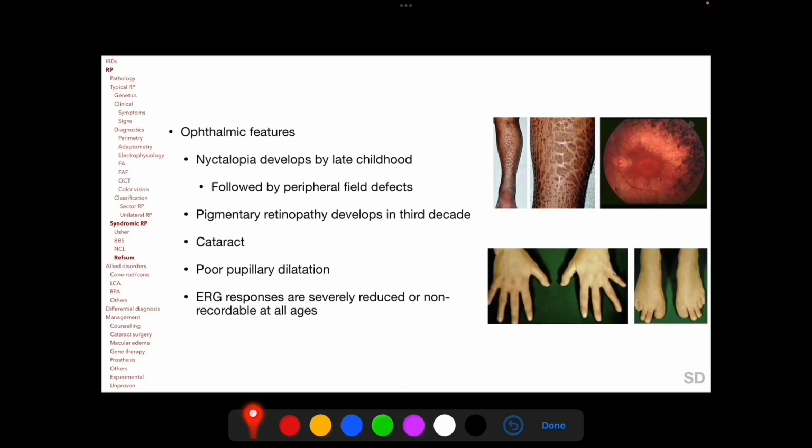Patients with adult Refsum disease present with night blindness developing by late childhood, followed by peripheral field defects, and pigmented retinopathy develops in the third decade of life. Other ophthalmic features include cataract and poor pupillary dilatation, and ERG responses are severely reduced or non-recordable at all ages.